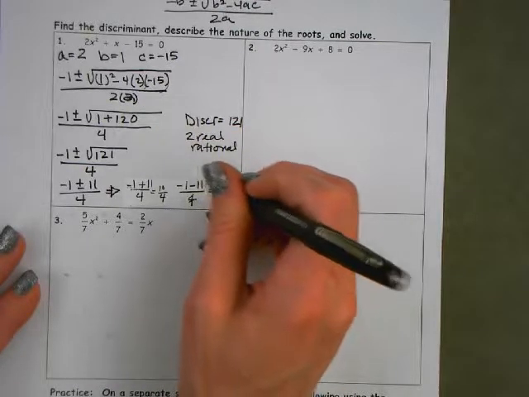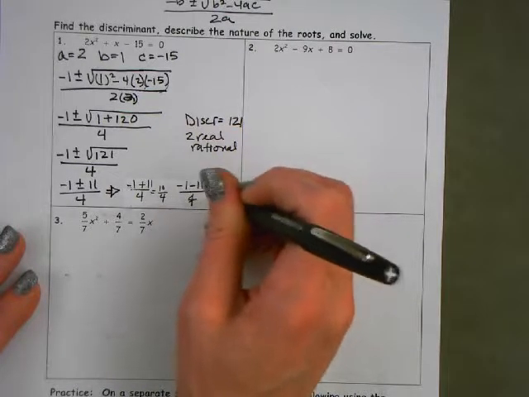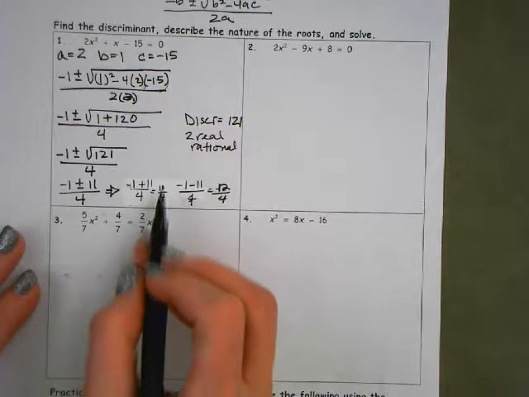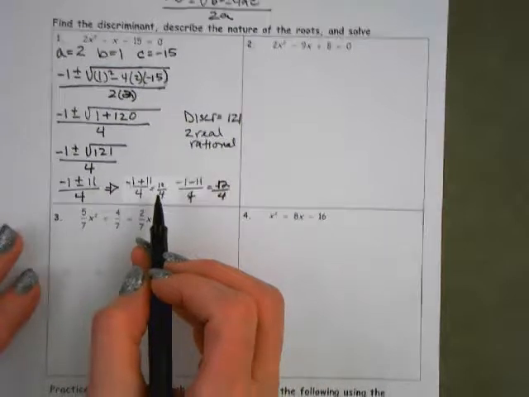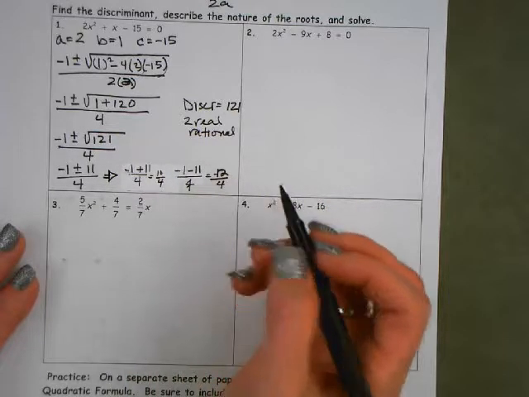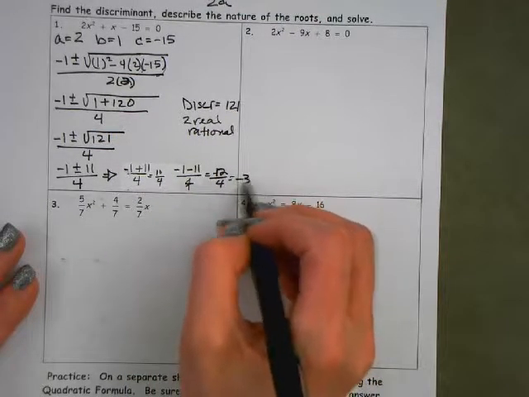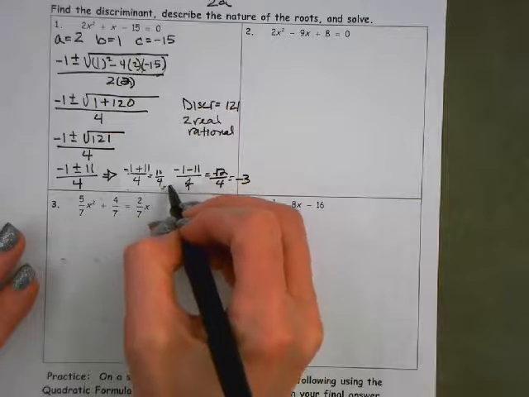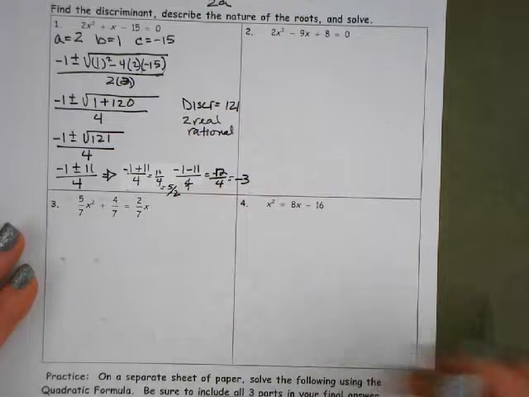Oh, and this one I can reduce to 5 halves. Do you want us to do that? Yeah, you should reduce it. And this will be negative 3 then. That's negative 3. This would be 5 halves. So 5 halves and negative 3.